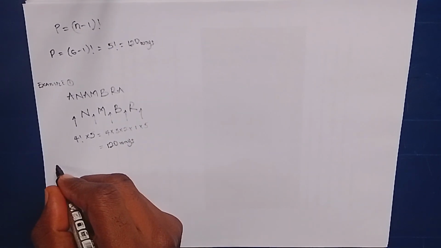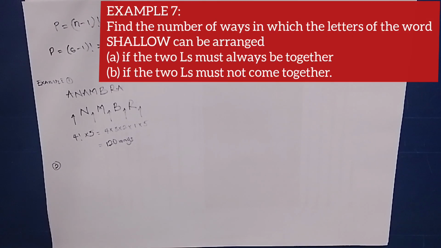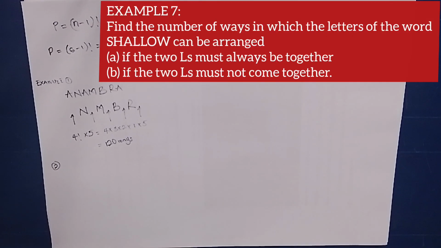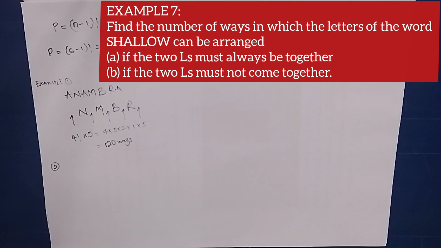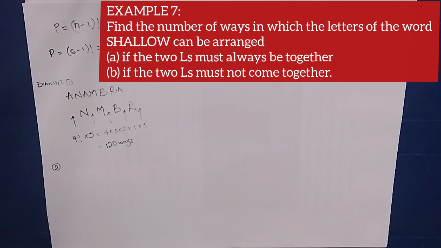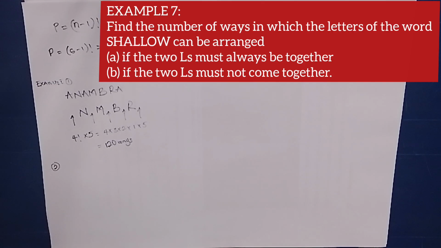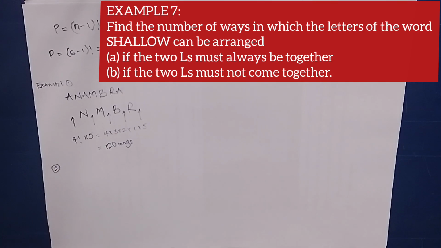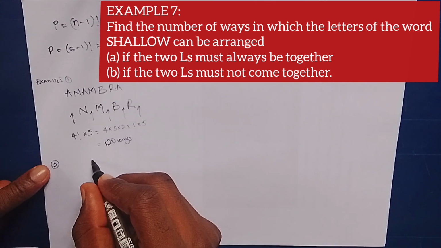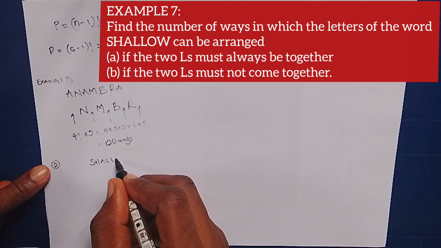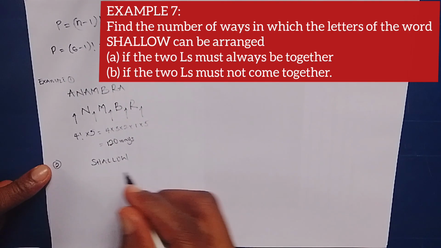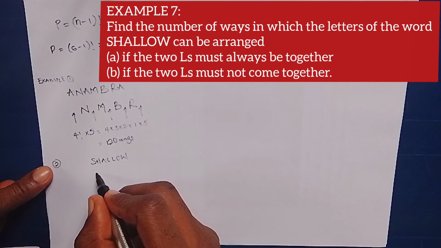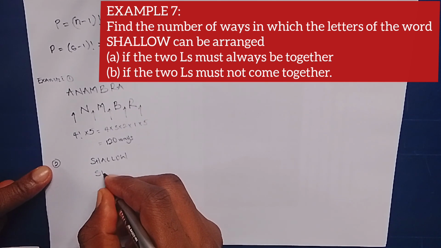Example number 2, we are asked to find the number of ways in which the letters of the word shallow can be arranged. We are given 2 conditions. A, if the 2 L's must always be together. This is like in the case of the first example. And B, if the 2 L's must not come together. Our word is shallow. The L's are the only identical letters. So let's remove the L's.